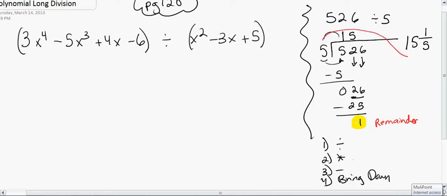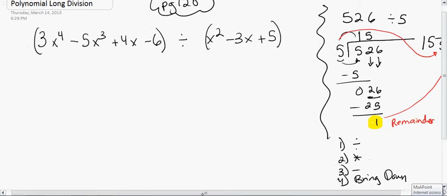So that goes in the bottom of my fraction, and my remainder goes up here into the numerator, the top of my fraction. Okay, that process, divide, multiply, subtract, bring down, and then keep going until you get a remainder, and then write the remainder as a fraction, is a process that we're going to use for polynomials. So let's try that with this example on page 120.